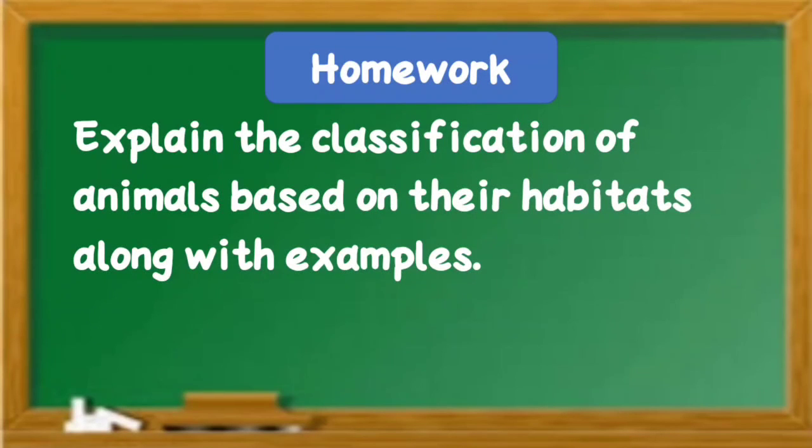So children, this completes your chapter 4, animal habitats, and this is your homework. Explain the classification of animals based on their habitats along with examples. You have to explain the classification of animals based on their habitats, and you should mention the example for each habitat. Okay. So write it neatly in your EVS homework book.